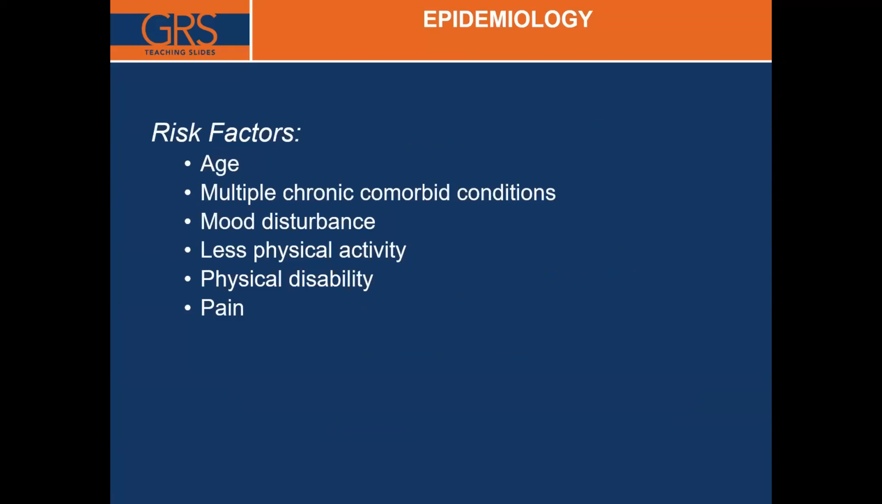Okay. And so as we've talked about risk factors for sleep issues, age can be a big one. As we get older, there's more possibility for sleep disorders to develop. Patients with multiple chronic comorbid conditions have an increased risk for sleep issues. As we get older, we're just less physically active, and the less physically active we are, the more trouble we can have with sleep. It disrupts our circadian rhythm. Physical disability can impact sleep, and pain is a risk factor for poor sleep as well.